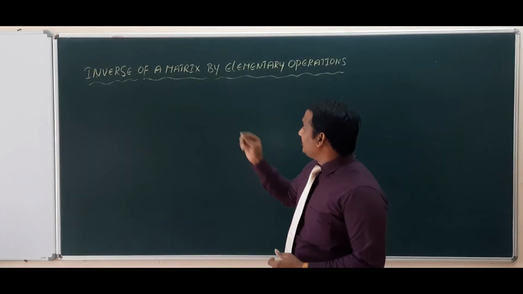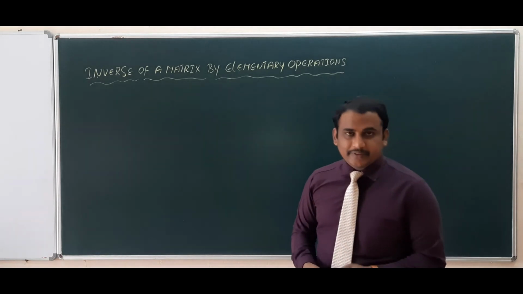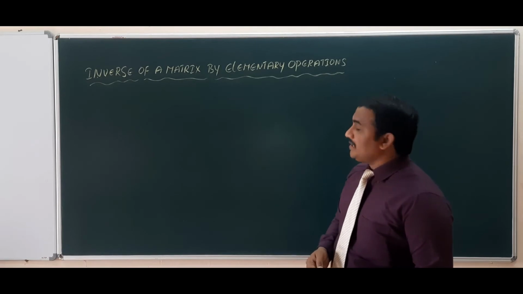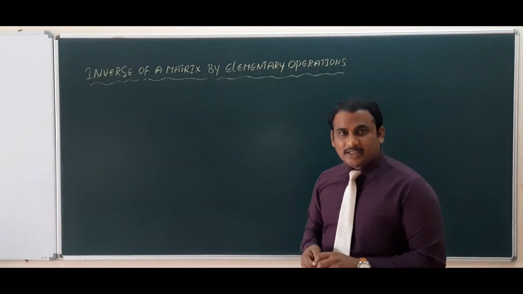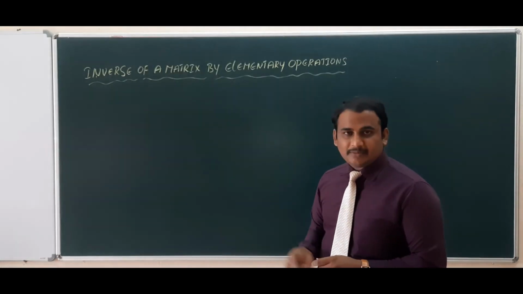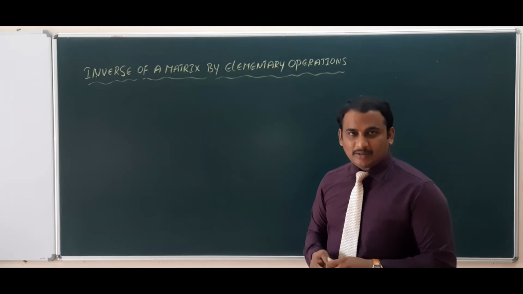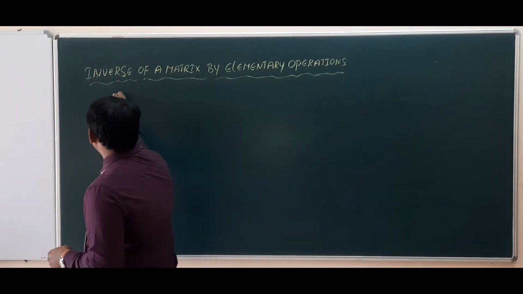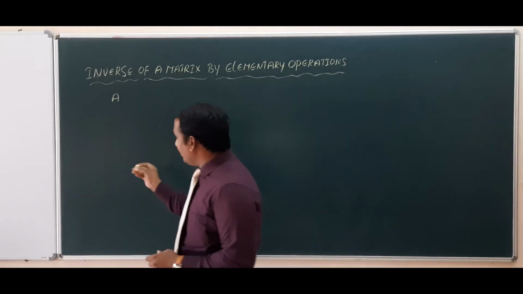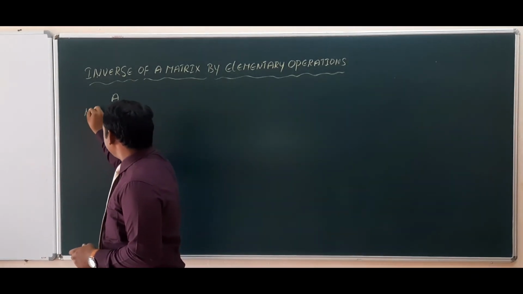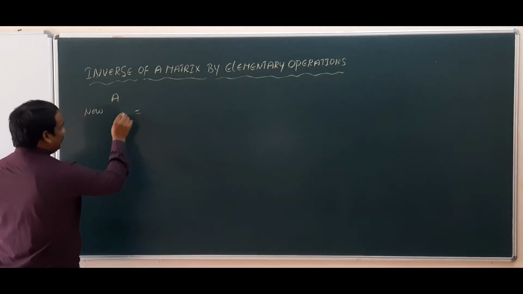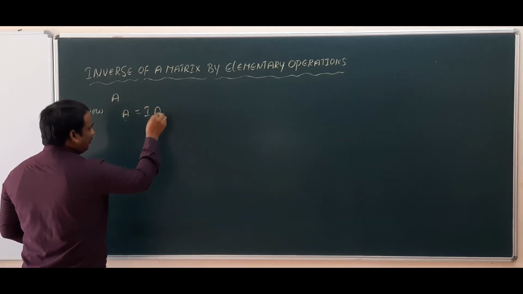Next, inverse of a matrix by elementary operation. This is a very important concept. We will see once again: inverse of a matrix by elementary operations. In this problem solving, you have two methods: one is elementary operation by row, the other is elementary operation by column. First you have to take A as a non-singular matrix. After that you have to write A equal to IA.